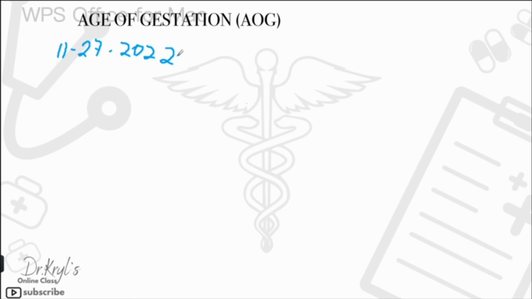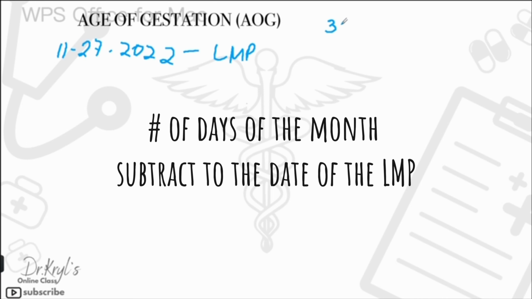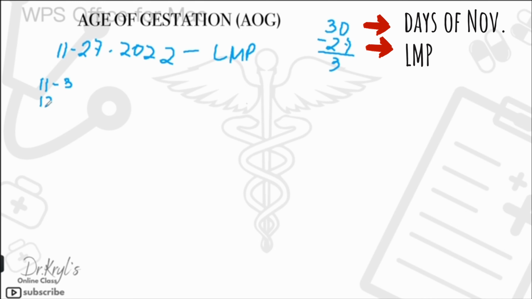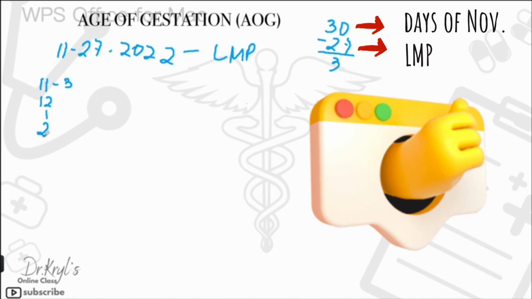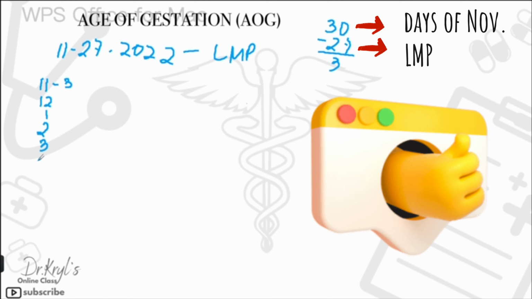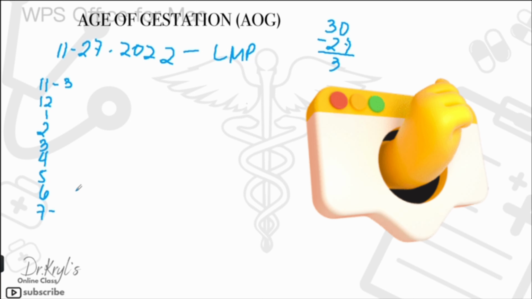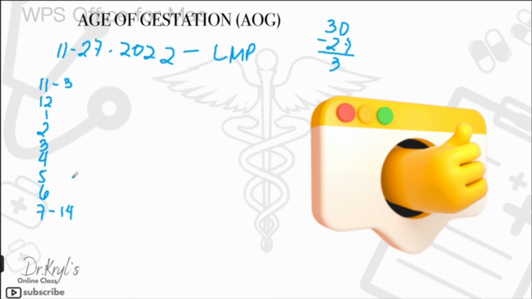So, from here, I will write this is the LMP. 30, right? So, 30 minus 27 is 3. So, we will start here by 3. Okay? So, November, December, January, February, March, April, May, June, July. Today is July 14.